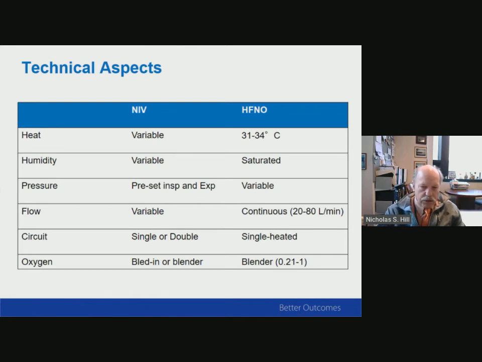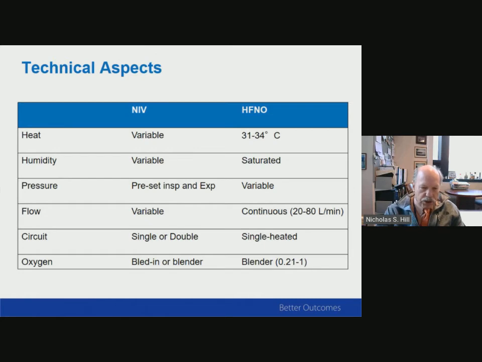With regard to high flow, it's about the flow. We preset a continuous flow that, depending on the manufacturer, can range from 20 to 80 liters per minute, and the pressure varies depending on the rate of flow and the ventilatory pattern of the patient. We use either single or double ventilator circuits with non-invasive ventilation, but with high flow, it's a single heated circuit, and it's a very leaky system.